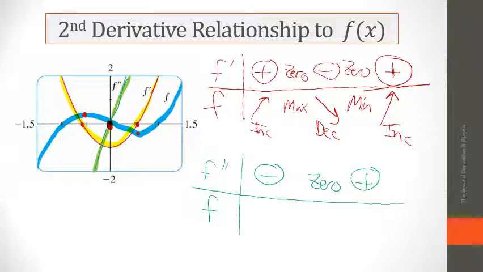So what is the original curve doing? Well, before this point right here, the original curve is, looks like, concave down. And then after that point, it looks like it is concave up. And in between concave down and concave up, right there in the middle, is an inflection point. So concave down, concave up, and an inflection point.